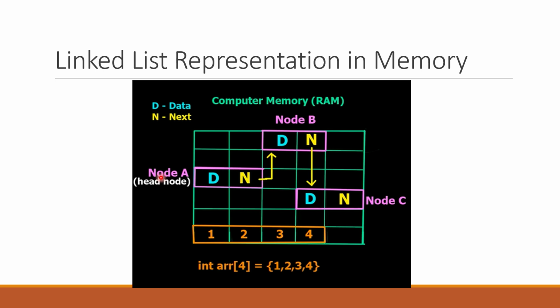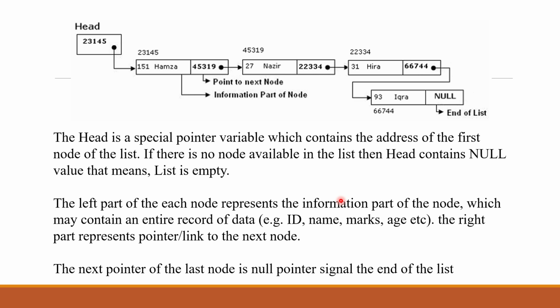First of all, a node A is created, and the head pointer points to the first node. The first node has a reference to the next connected node, node B, which is also created on any available memory space, and node B has a reference to node C. Here, the head is a special pointer variable which contains the address of the first node of a list. If head is null, that means the list is empty.